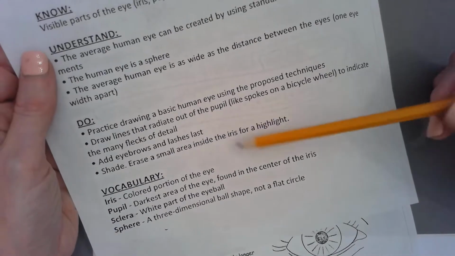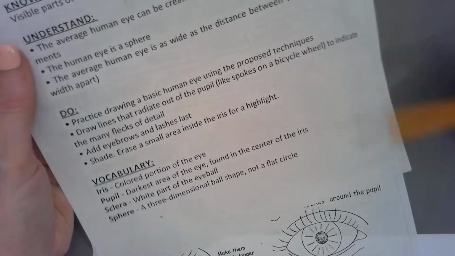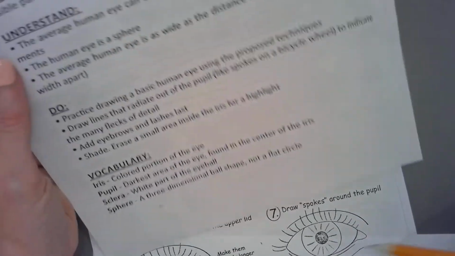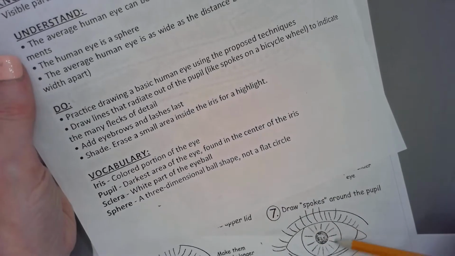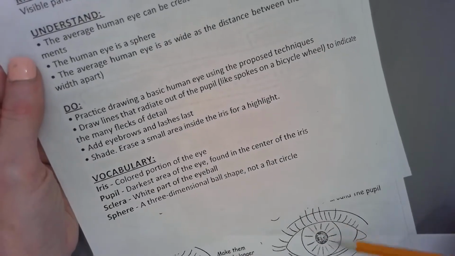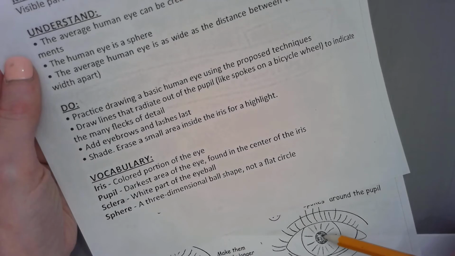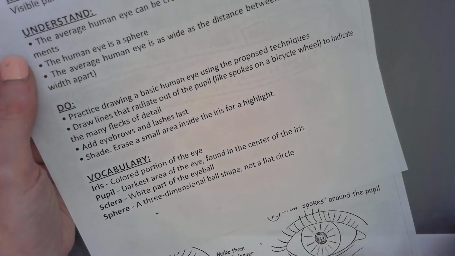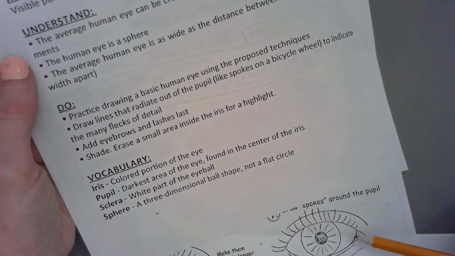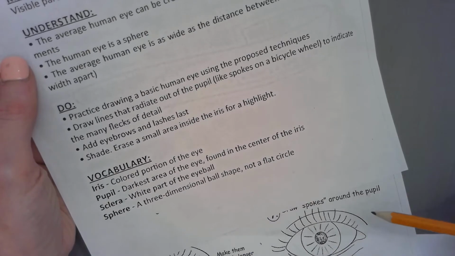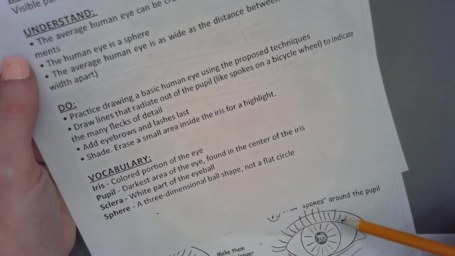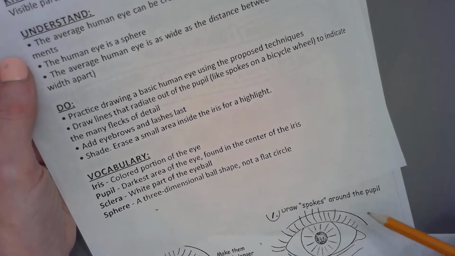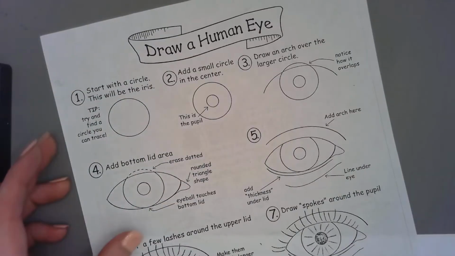Let's talk about the vocabulary. So the iris is the colored portion of your eye, so that would be here on our little drawing. And the pupil is the darkest area. It's found in the center right there. The sclera is the white part, so out here is the sclera. And a sphere is a three-dimensional ball shape, not a flat circle. So that refers back to the drawing we had before.